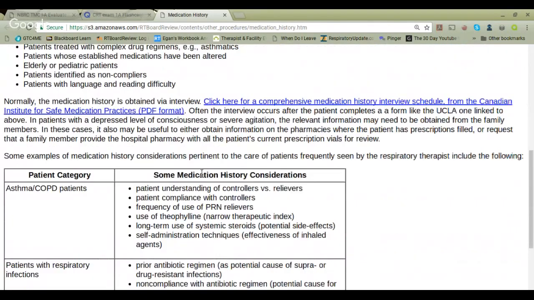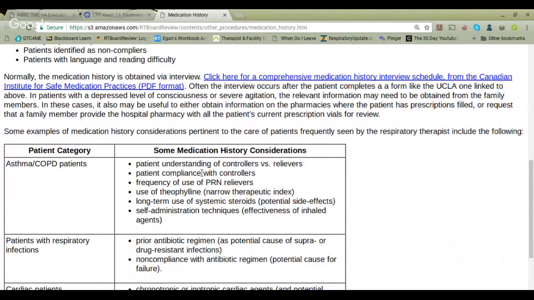Normally, the medication history is obtained via interview. Often the interview occurs after the patient completes a form like the UCLA one linked to the above, which is the one from Canada.